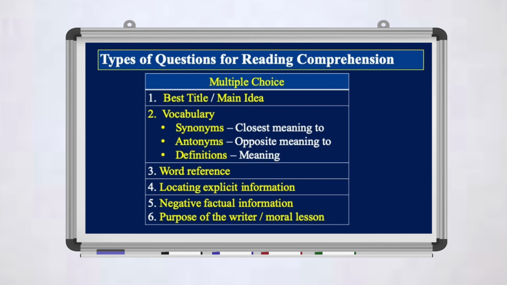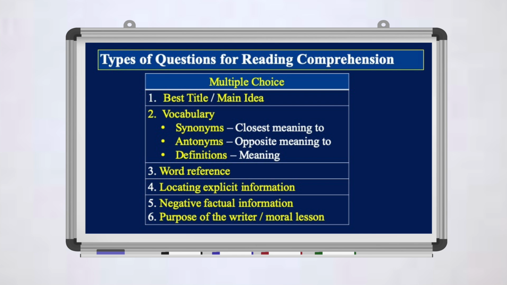Now we have the types of questions that you might face in the reading comprehension. The first thing you will face is multiple choice. How will the questions come? Let's look at them right now. For the first one, we have the best title and the main idea. So the question will ask you, what do you think is the best title for the text? Or what do you think is the main idea behind the text?